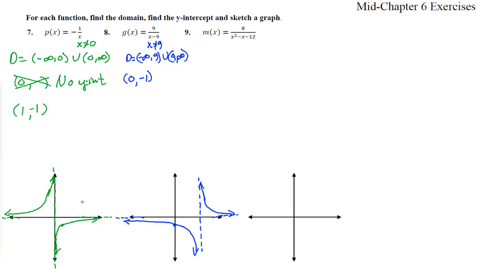Ooh, this guy switched upside down of the others. Oh, of that one at least. That guy's the one that's upside down of what we normally do. Good. All right, number 9.